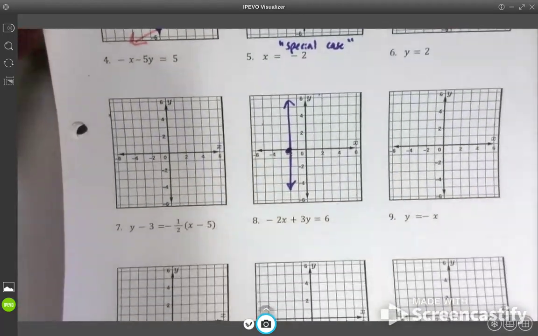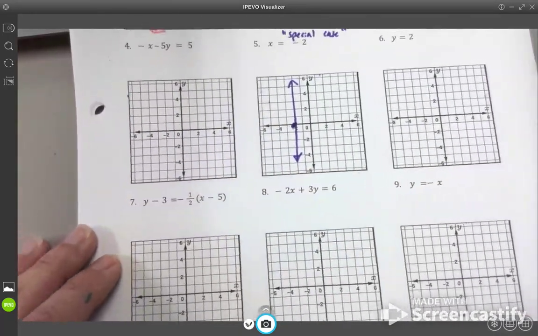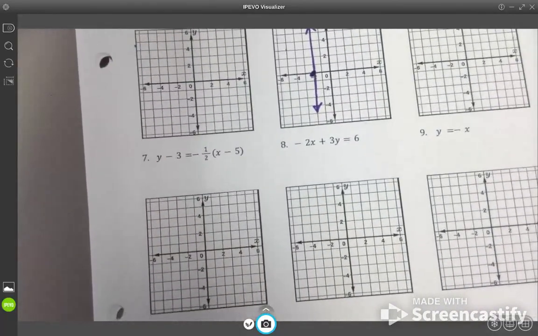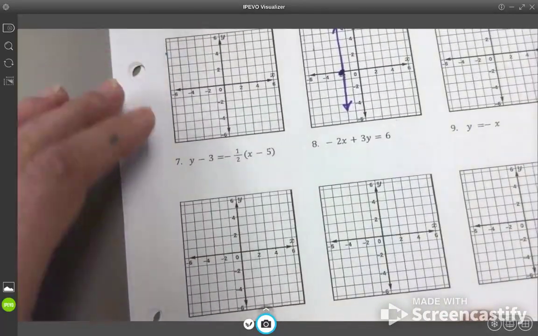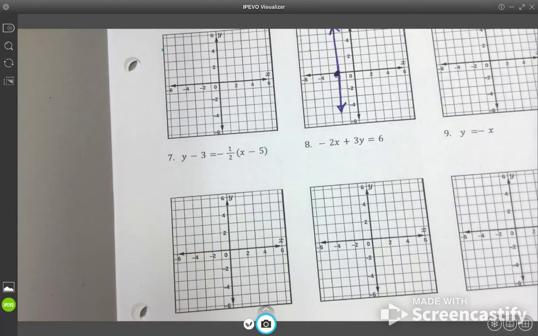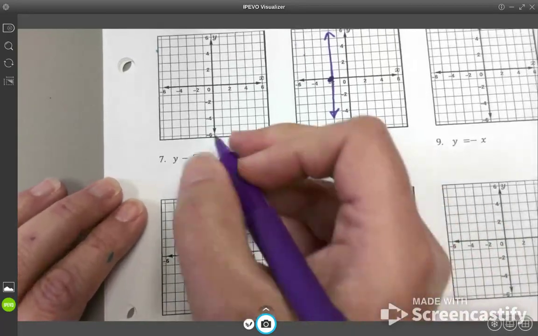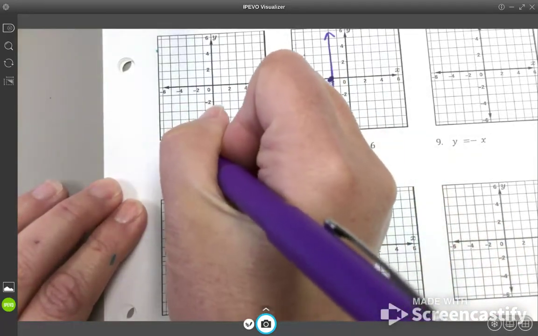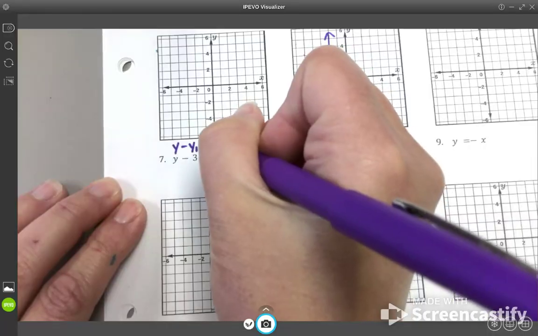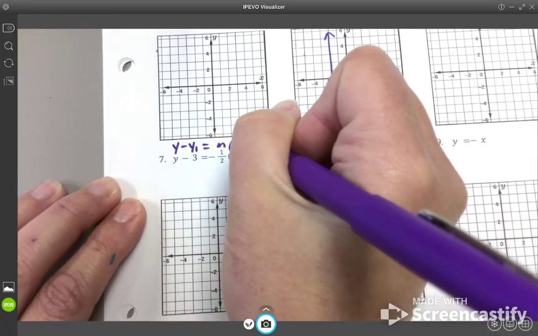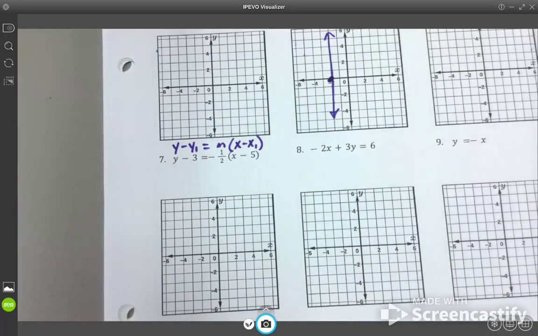All right, I'm going to do one more with you. I'm going to do number 7 at the bottom because that's the only one that I didn't do yet on this page. Number 7 you should be looking at and seeing that it's in that point slope form. When those parentheses jump out at you, you're dealing with that. So I'm going to write above it y minus y1 equals m times the quantity x minus x1, so that we're kind of looking at how it looked yesterday.